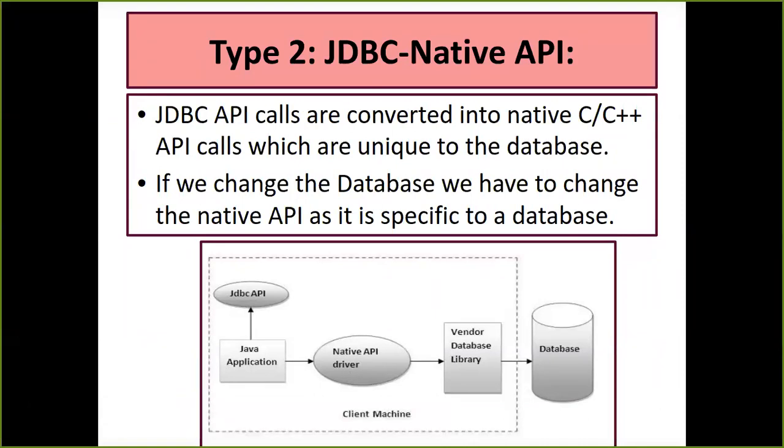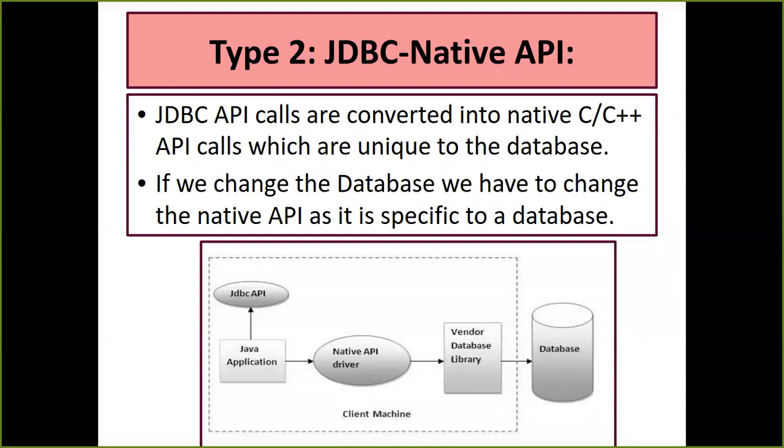I am going to type 2, the JDBC native API. Now we know why we want the first type. Why do we want the second type? If we want to remove JDBC and ODBC, or I can simply say that I just don't want to use the ODBC driver, I just want to stick to my JDBC driver.